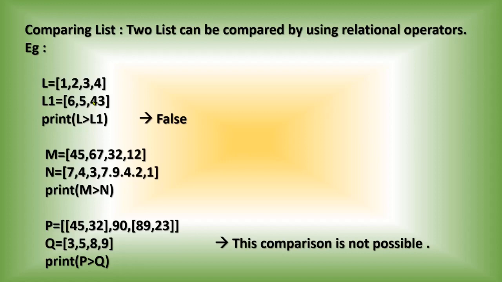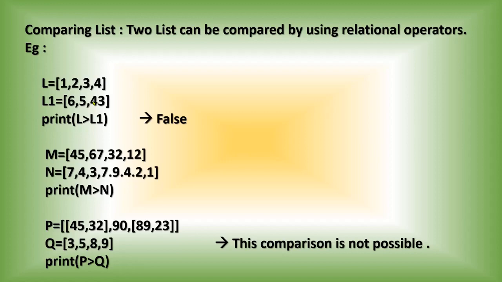So L greater than L1 means the first element of L is compared with the first element of L1. First element of L is 1, 1 greater than 6. Condition false. So the output will be false. If in your second list the first element is 1, then 1 greater than 1, that condition is false. Again, the false condition will be displayed.